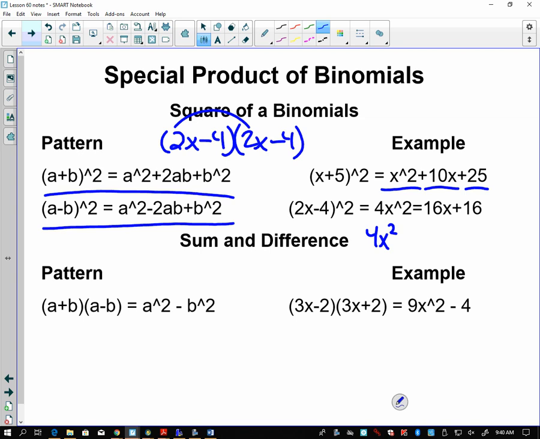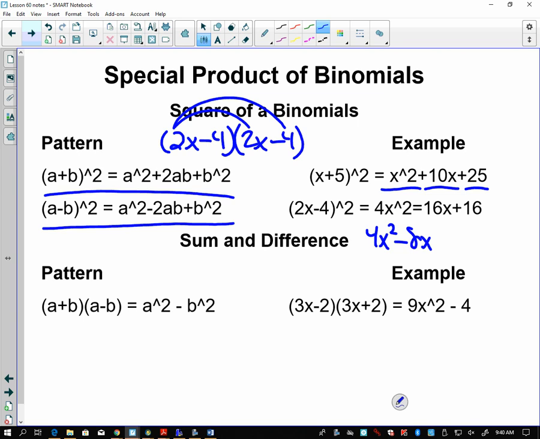All right, what's the next things I multiply? Caden? The 2x and the negative 4. What's 2x times negative 4? Negative 8x. All right, so you're right there. What's next? Christian?